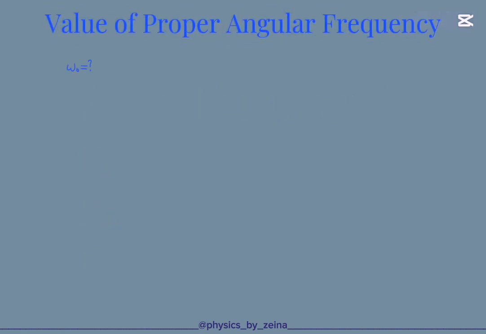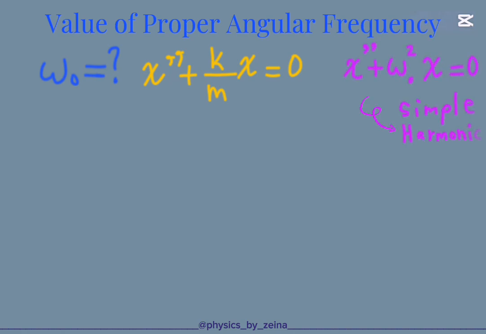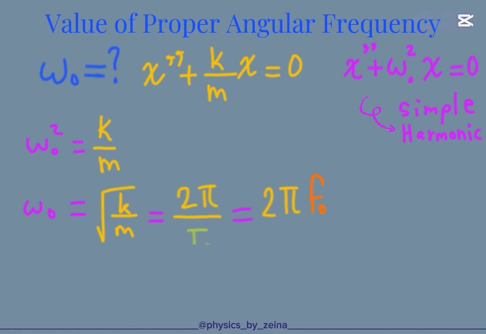In order to find the proper angular frequency, you can just compare the second order differential equation you obtained, which is x double prime plus k over m x equals 0, to that of the simple harmonic equation. By comparison, you can deduce that the proper angular frequency is equal to the square root of k over m, where k is the stiffness constant. Keep in mind that the proper angular frequency is also equal to 2 pi over the proper period, or equal to 2 pi times the proper frequency.